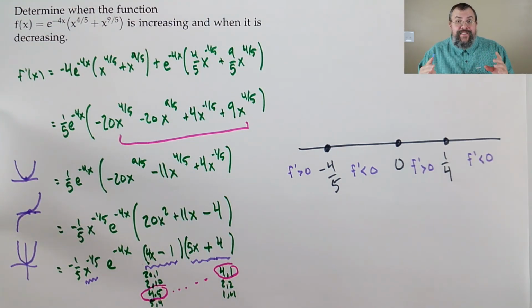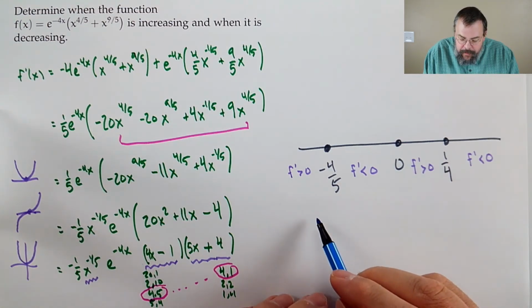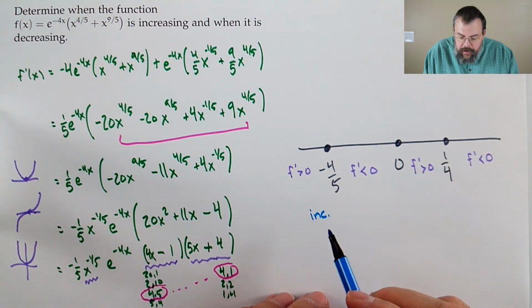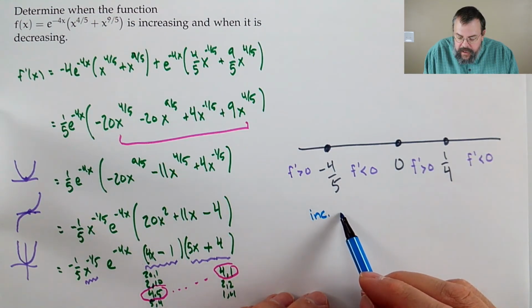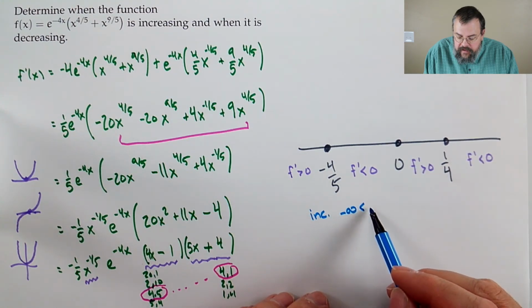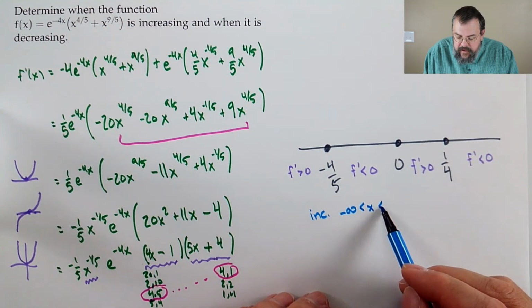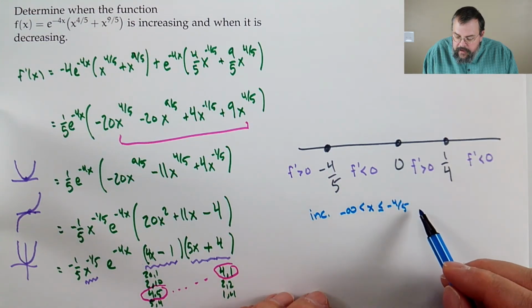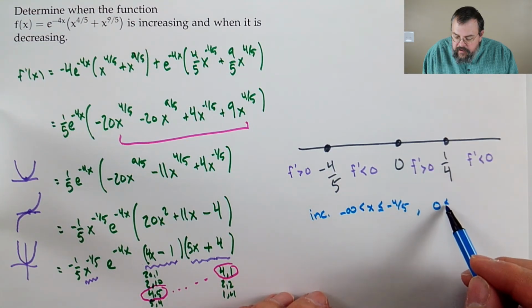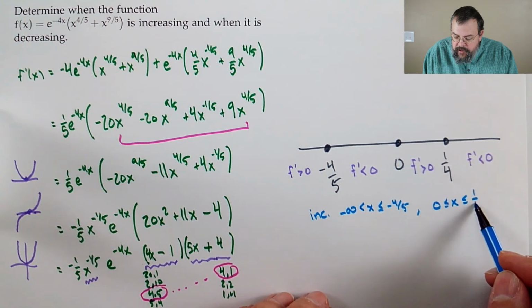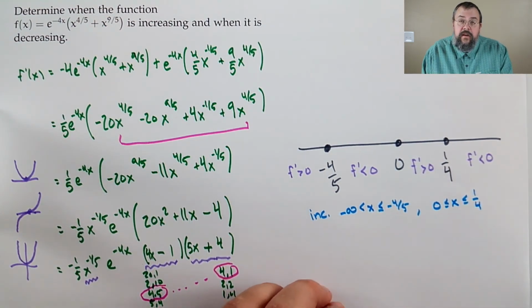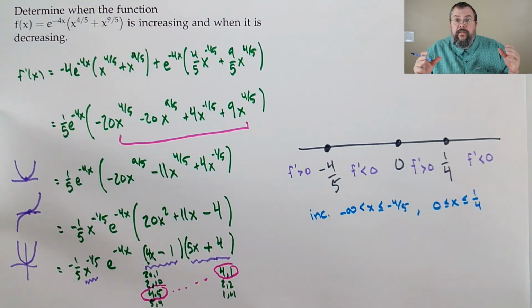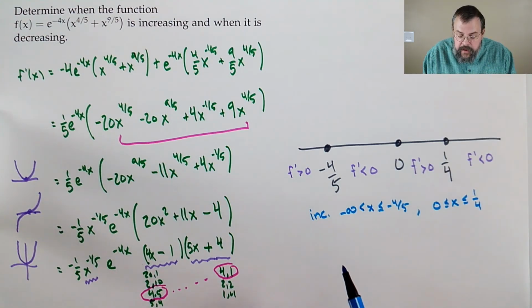That's sort of like the best stage of a problem to be at, the writing the answer stage. So what do we have? Well, we can say that we are increasing where? Well, from negative infinity less than x less than or equal to negative 4 fifths. And where else? And 0 less than or equal to x less than or equal to 1 fourth. I can include the endpoints because this is a continuous function. It's defined for all values of x, so we're fine.